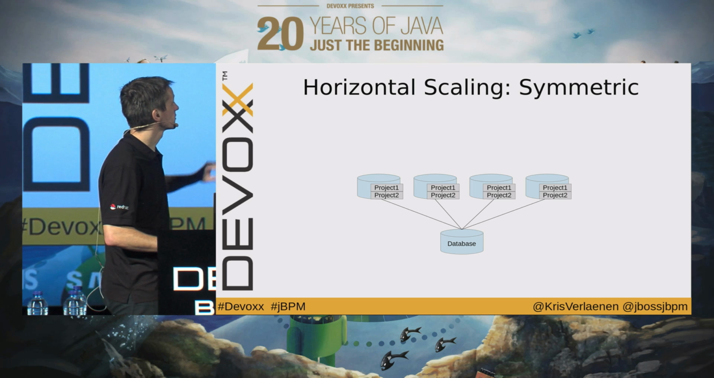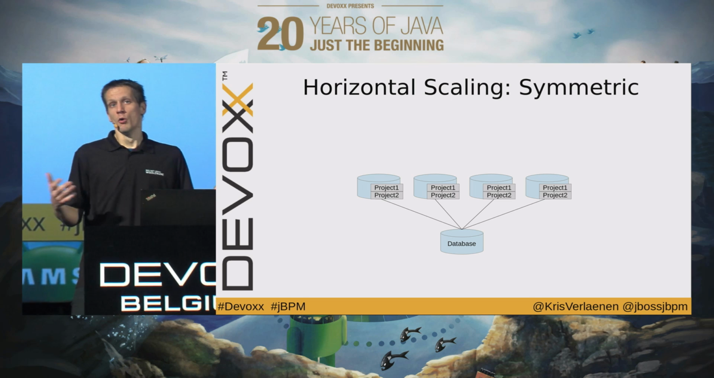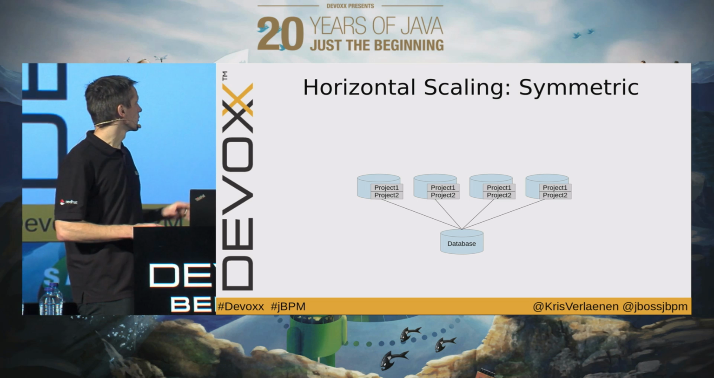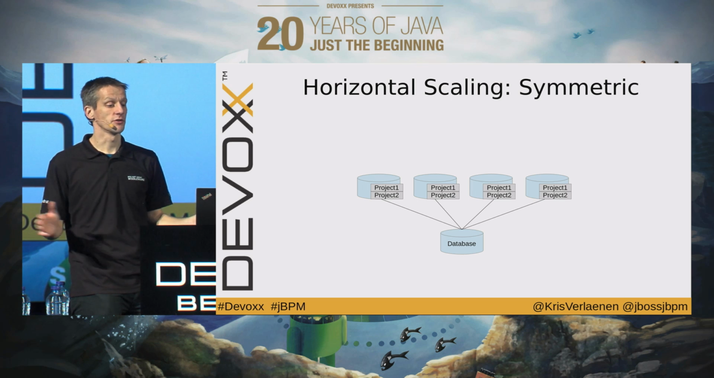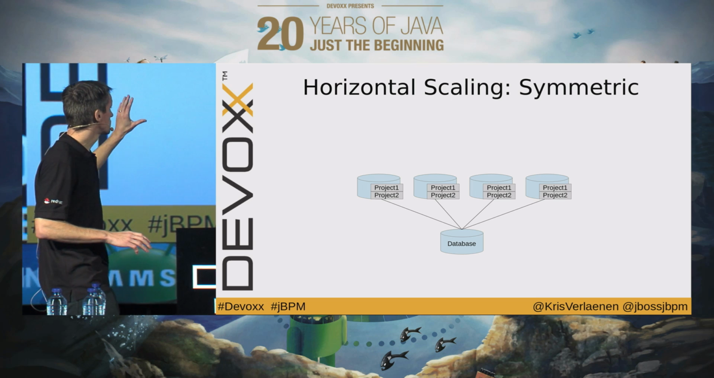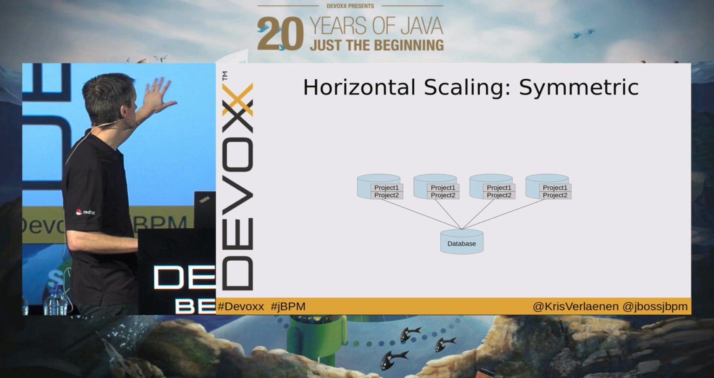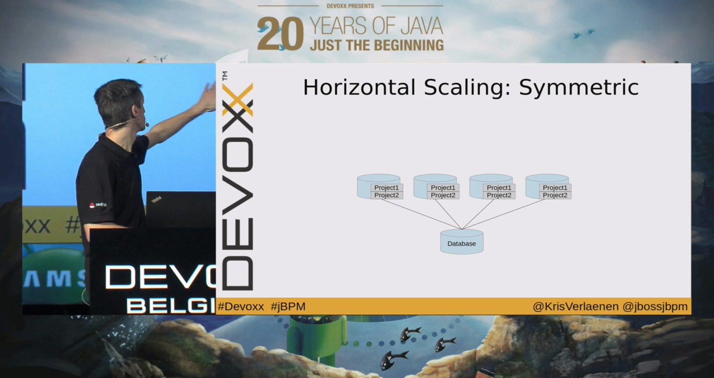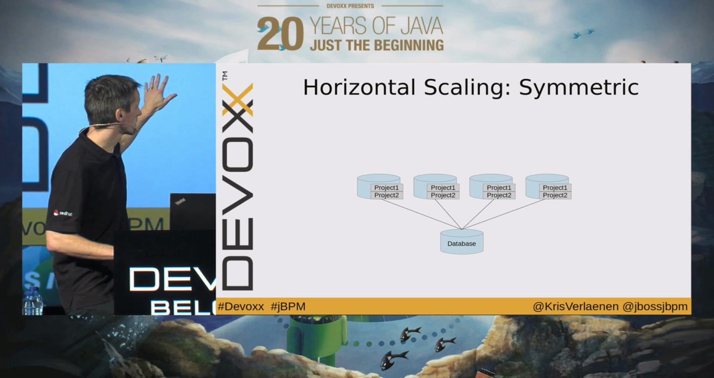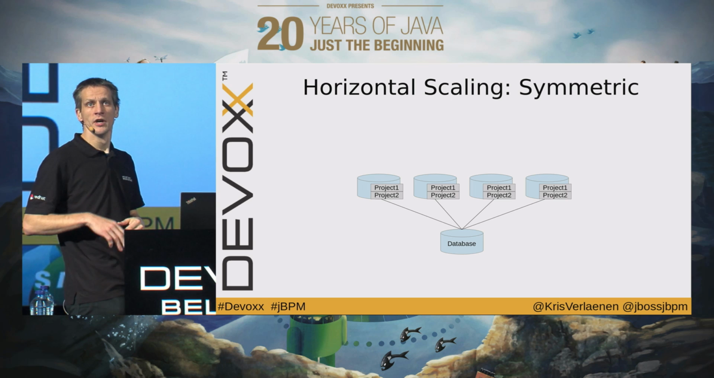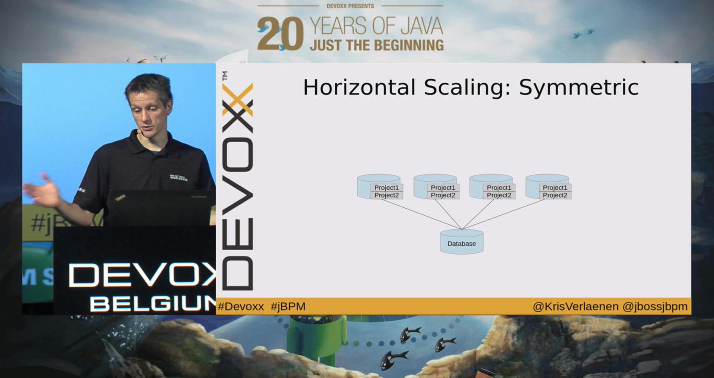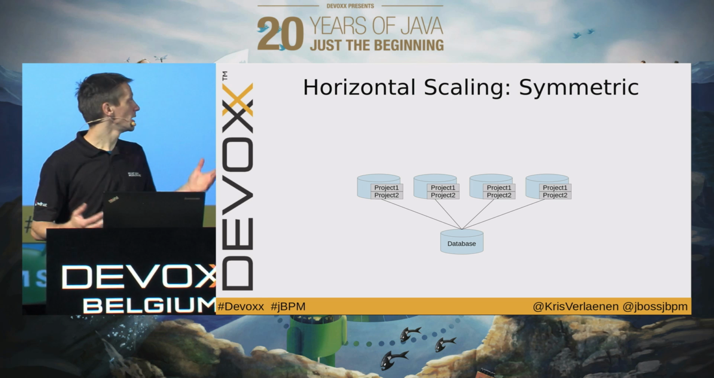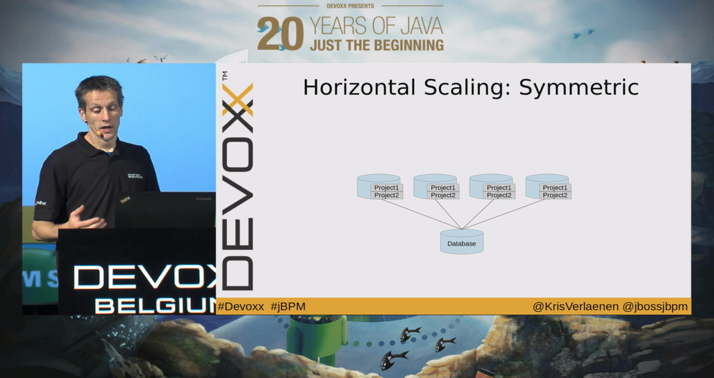If you do it in a symmetric way, that's typically you have fairly powerful servers, and you distribute your requests among those servers. And each of the servers is capable of executing all requests. So assume I have 2 projects. I basically deploy them to all my servers. Whenever the request comes in, it's randomly distributed, so you distribute your load, and they're capable of executing all requests.